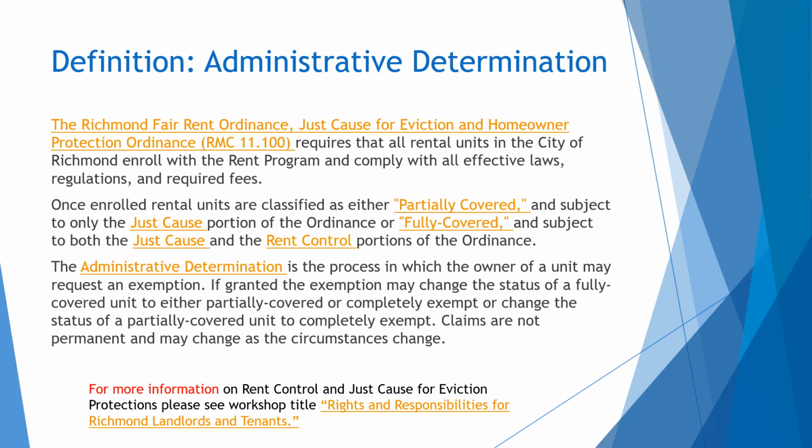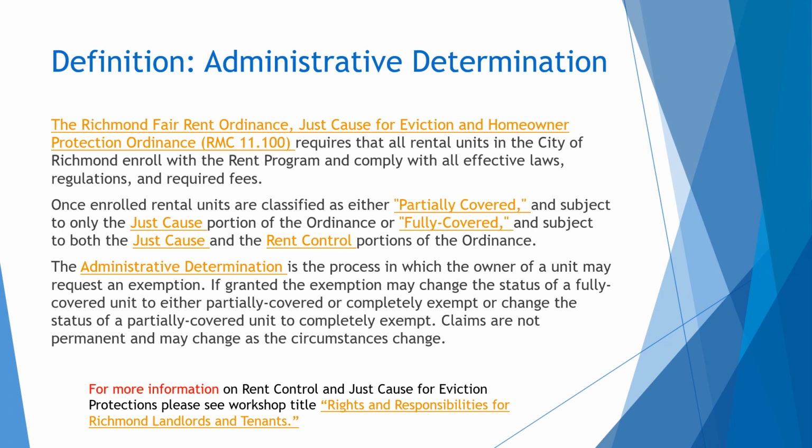Before one can understand the administrative determination process, one must first understand the underlying law that creates the process. The Richmond Fair Rent, Just Cause for Eviction, and Homeowner Protection Ordinance requires that all rental units in the City of Richmond enroll with the rent program and comply with all effective laws, regulations, and required fees. Once enrolled, rental units will be classified as either partially covered and subject to only the just cause portion of the ordinance, or fully covered and subject to both the just cause and the rent control portions of the ordinance. This can be confusing, and if you have questions, please see our workshop titled Rights and Responsibilities for Richmond Landlords and Tenants.